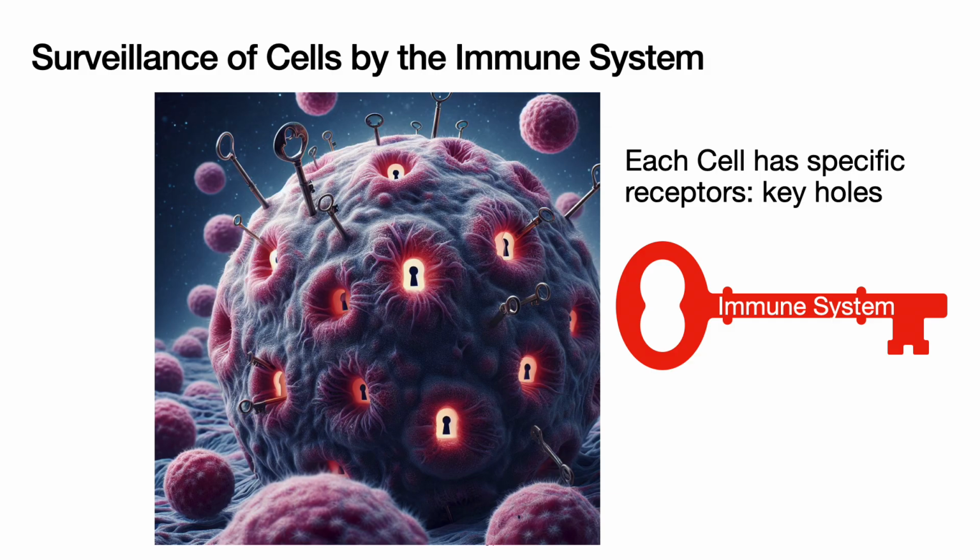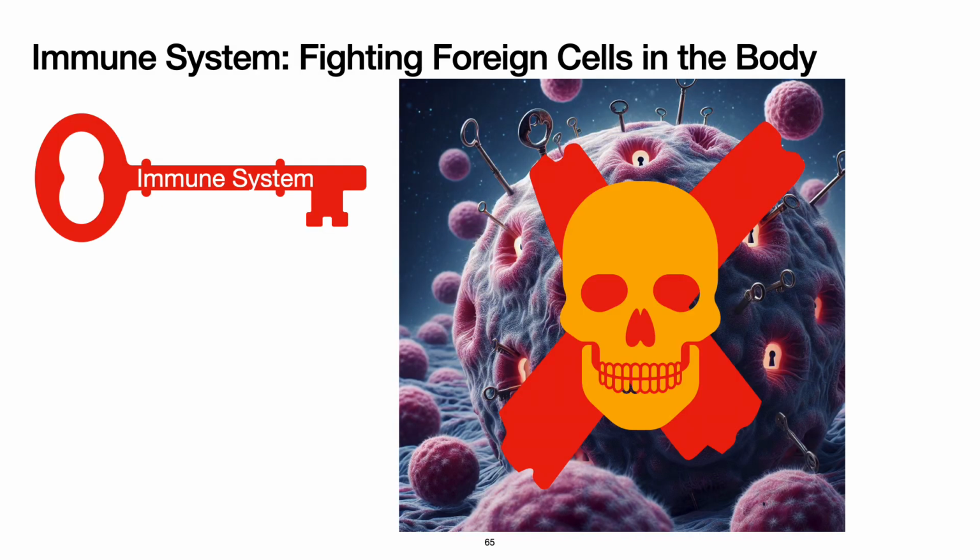We have a wonderful immune system, and this immune system is scanning our entire body. If it finds a foreign cell, it kills it. So you can imagine the immune system is like a key that gets into the locks of foreign cells. Once a key finds a lock, it means the end of the cell.